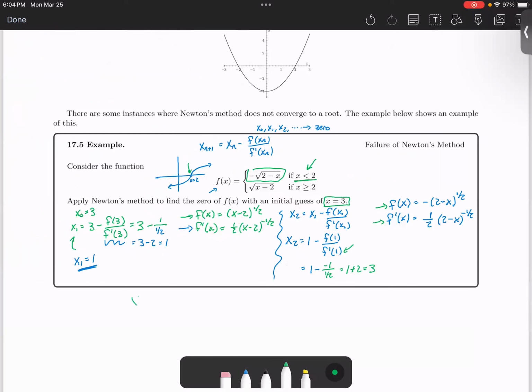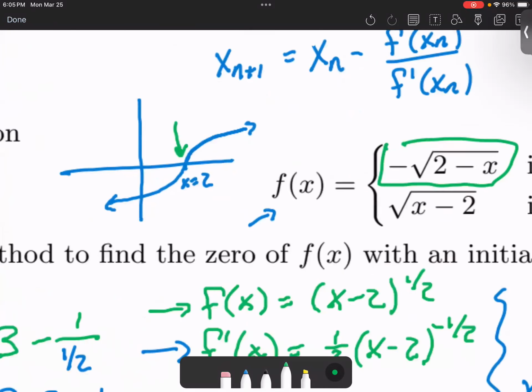Okay, so our first guess was 3, which gave us our next guess of 1. But then that guess of 1 gave us 3. And that kind of just puts us back in that first position. When we go through this process again, it's just going to send us to 1, and 1 just sends us back to 3. So this sequence of x values just bounces back and forth between 3 and 1, 3 and 1, 3 and 1. It never actually locates that 0 right there.